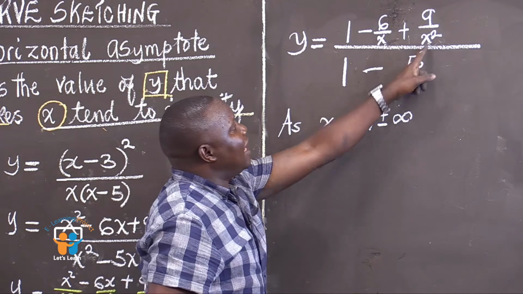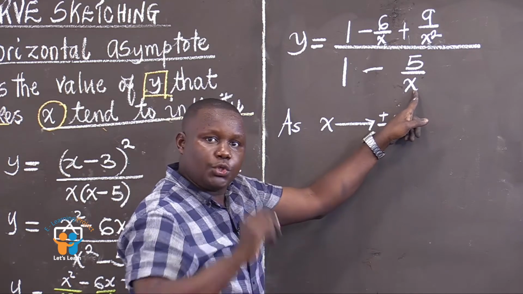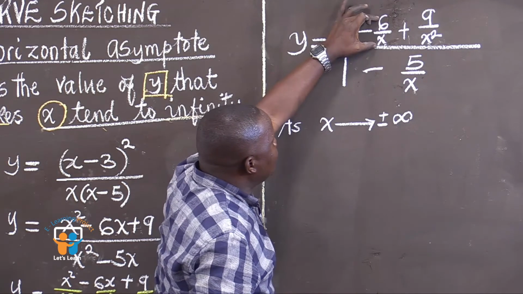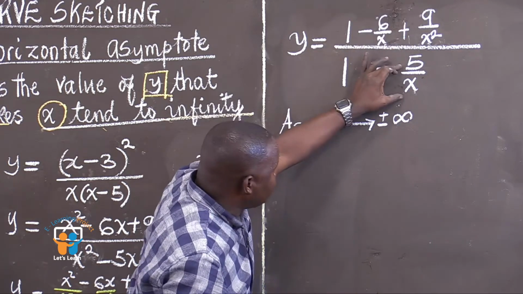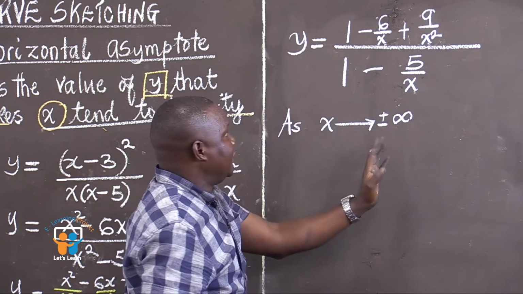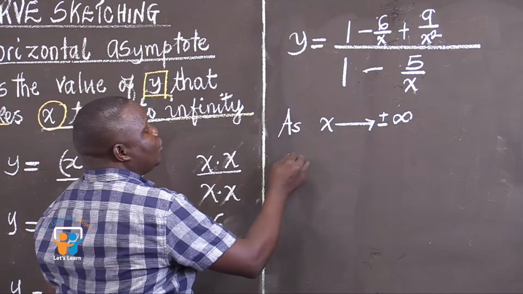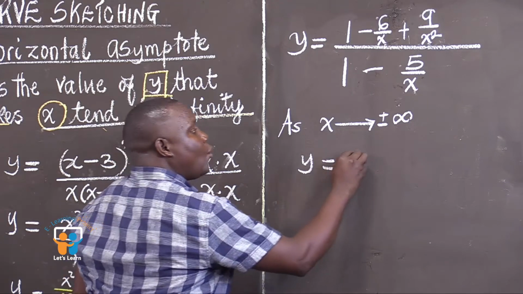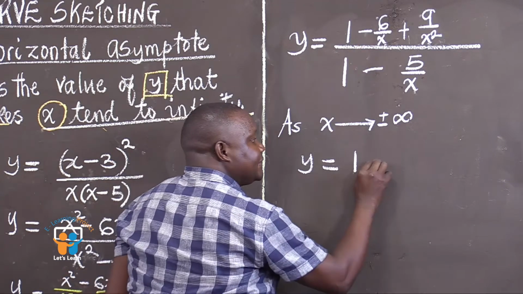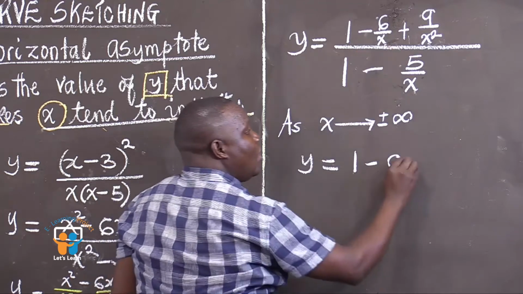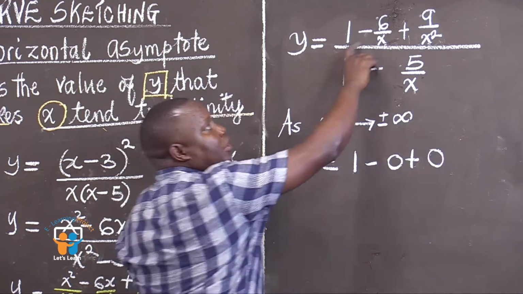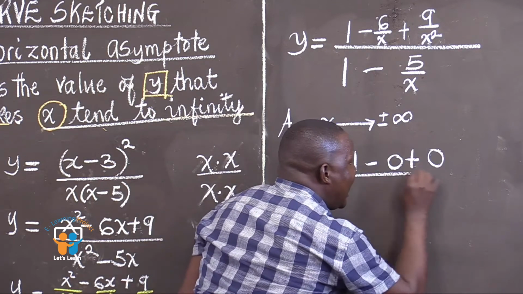Each of these ones becomes a 0. Don't forget that. Any x remaining becomes a 0. So this expression becomes 0, that expression becomes 0, this expression becomes 0 as long as x is tending to infinity. So what do we mean by this now? It will mean that we have what? y will be equal to what? 1 minus 0, because this becomes 0 now, plus again what now? Plus again 0. Do we continue? No. We divide now by what?